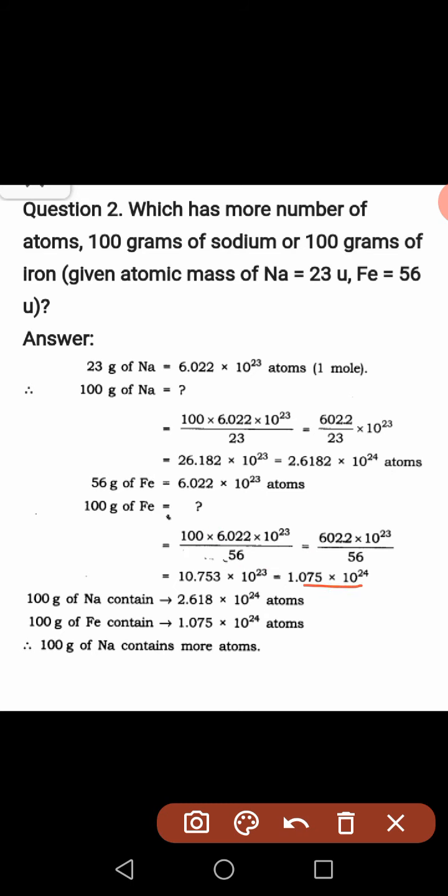So which one is more? This one is more, sodium. So the answer is that 100 gram of sodium contains more atoms. To compare, both the powers are made equal, 24 and 24, so the comparison becomes easy. You can try it by yourself also. If you find any problem, you can ask.